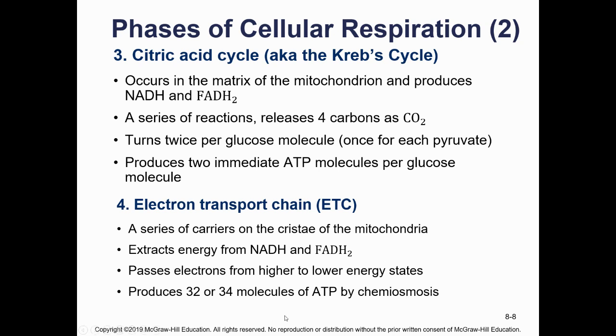So here is my chemiosmosis. We're kind of doing the reverse of what we did in cell respiration. There we started with the electron transport chain. Here we're going to finish with it.